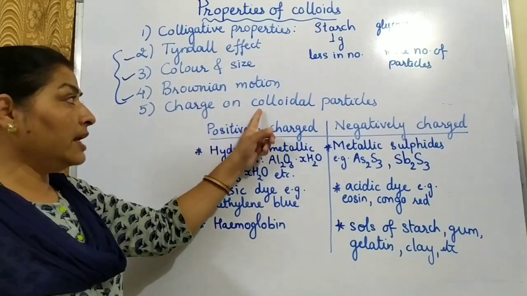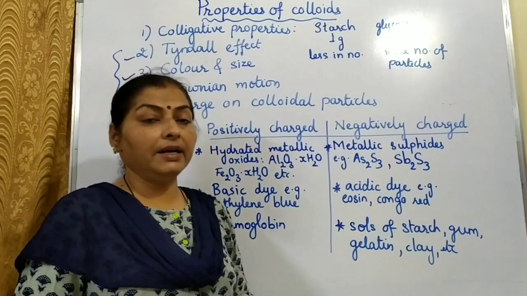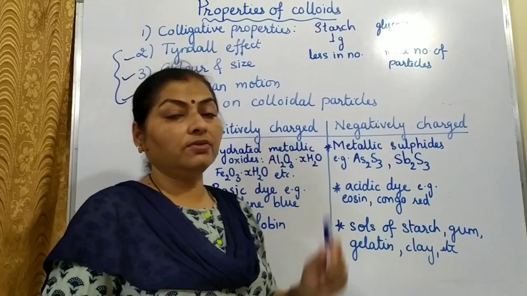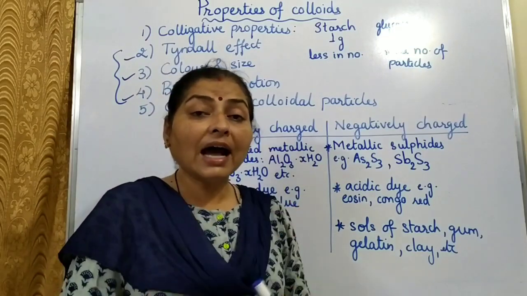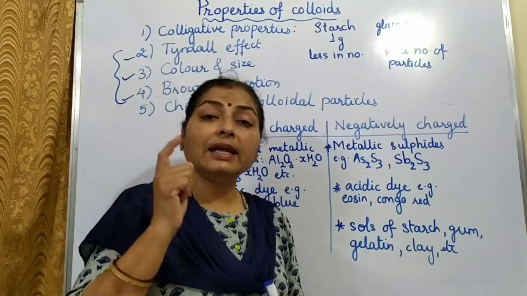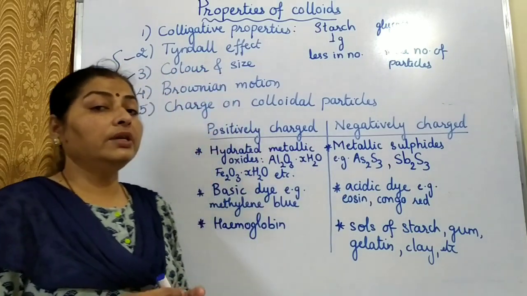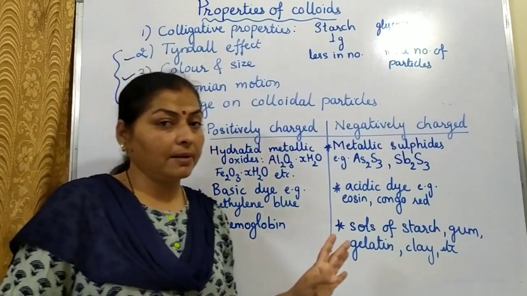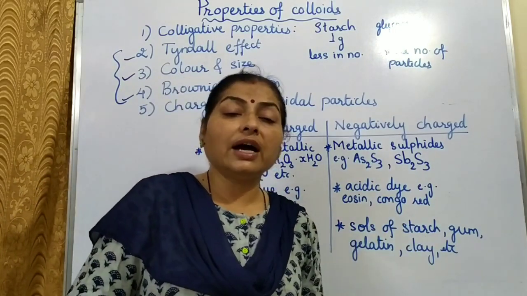Let us move on to the next, that is the charge on the colloidal particles. So colloidal particles either have positive charge or negative charge. And the charge on the colloidal particles is an important factor to determine its stability. This we have seen in the previous part of the chapter. How does the charge get formed?